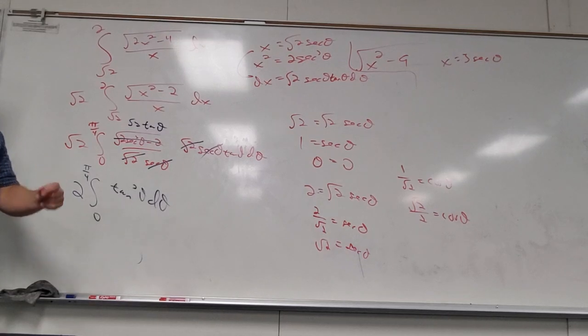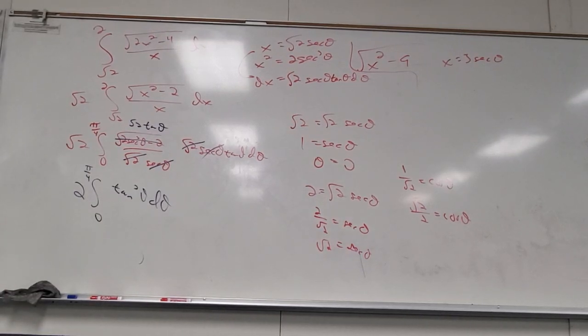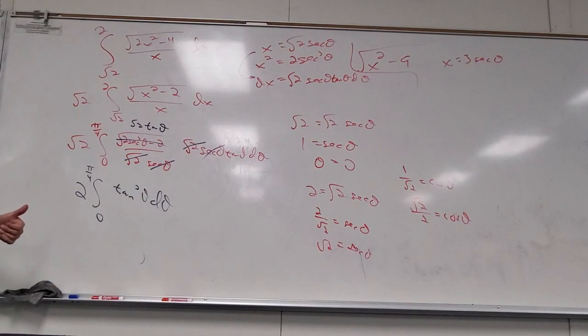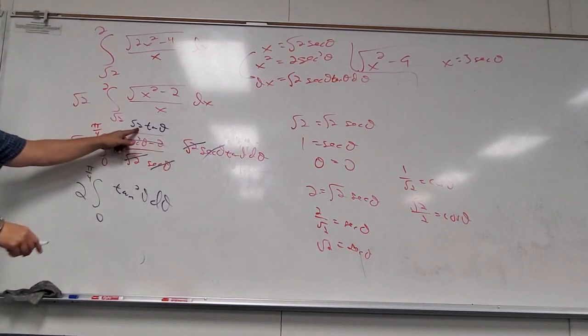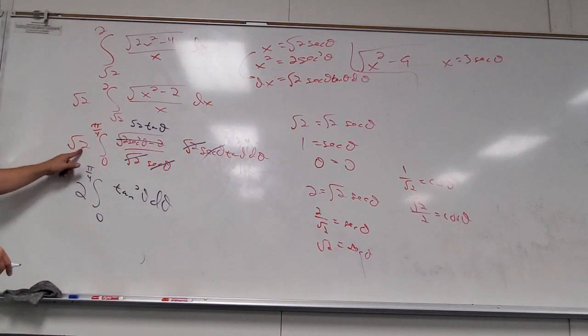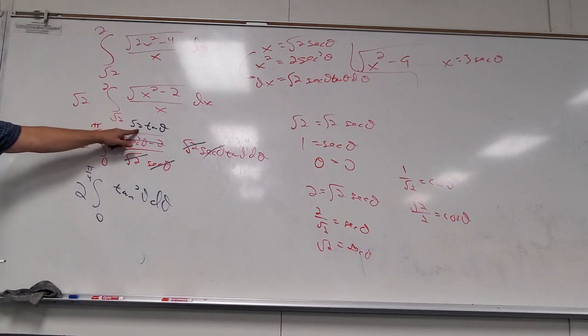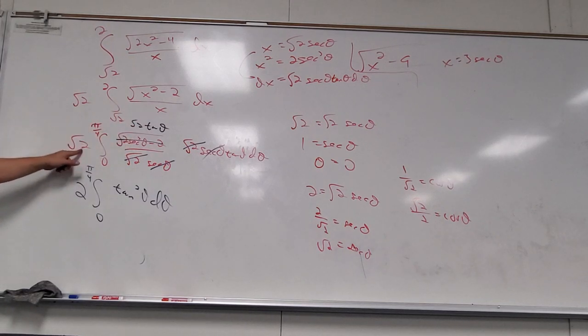Yes? So I see where your secants canceled out. I see where your square root of 2 canceled out. But what did you do with the 2 outside the integral to make it the integral of 2? Well, here's half of 2, right? So if I take it out, there's another half of 2 that makes a whole 2. Okay.